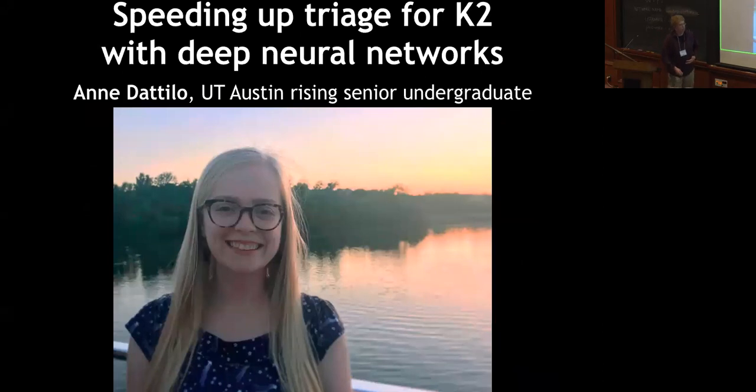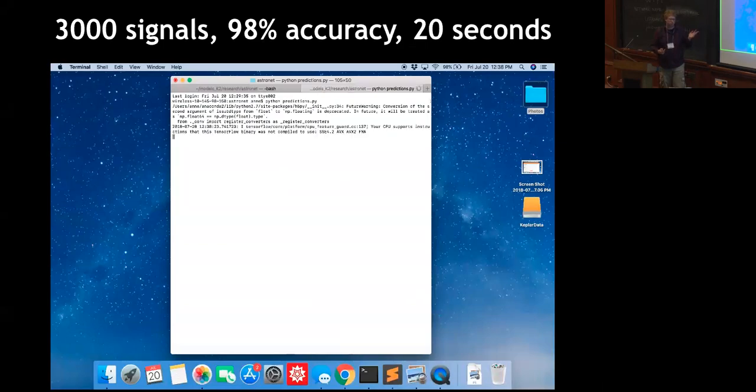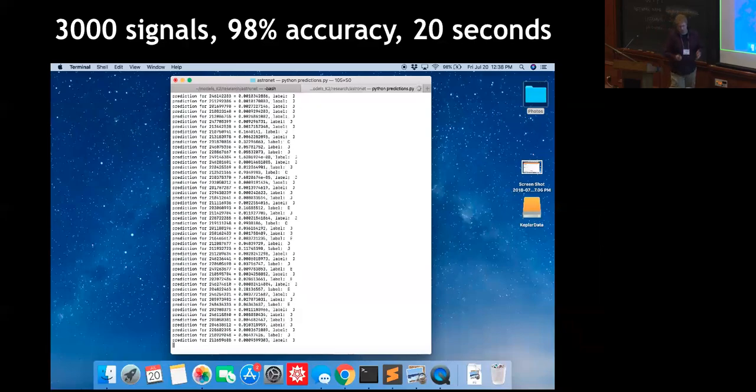And right now I have a student named Anne Dattilo. She is a rising senior who will be applying to grad school next year, so keep your eye out for her. She is working on doing this automatically, and taking a job like this, which I was able to do in a couple of hours, she can do it with 98% accuracy on about 3,000 signals in 20 seconds. So I really wish I had this 4 years ago, but better late than never. I'll just let it finish. All right, there we go.